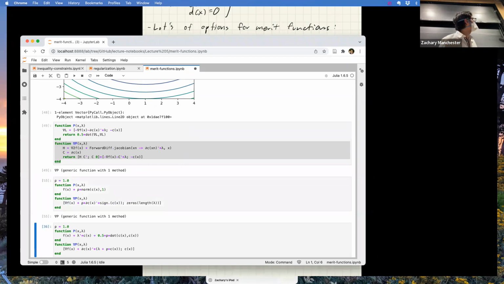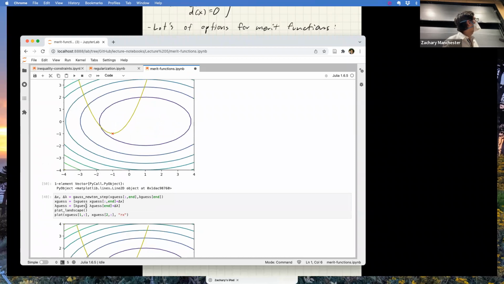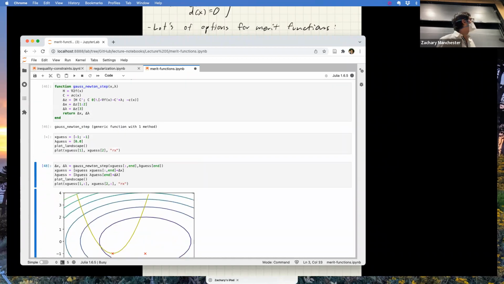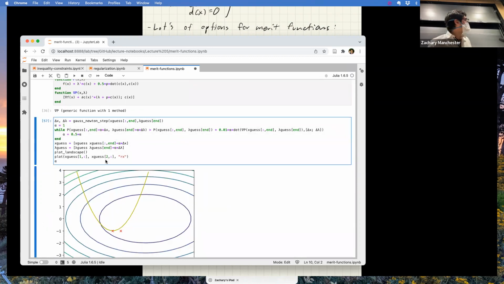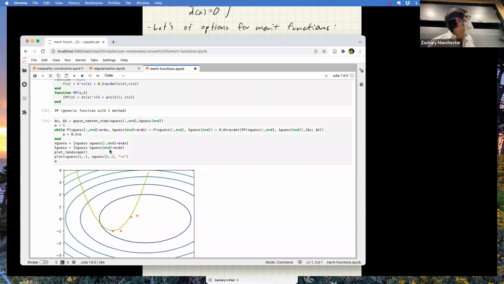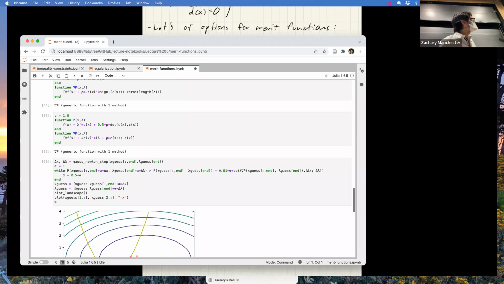So let's switch it out for this guy and reset up here and run this one a few times and see what happens. It's very similar behavior. We track the constraint pretty closely and land on the answer. This looks almost exactly the same as the last one, right? But generally, this will be cheaper. Let's check something out, though.